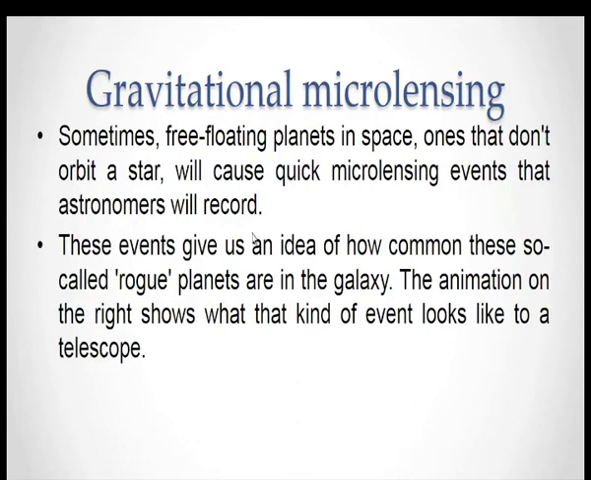Sometimes free floating planets in space, ones that don't orbit a star, will cause quick microlensing events that astronomers will record. These events give us an idea of how common the so-called rogue planets are in the galaxy. The animation on the right shows what that kind of event looks like through a telescope.